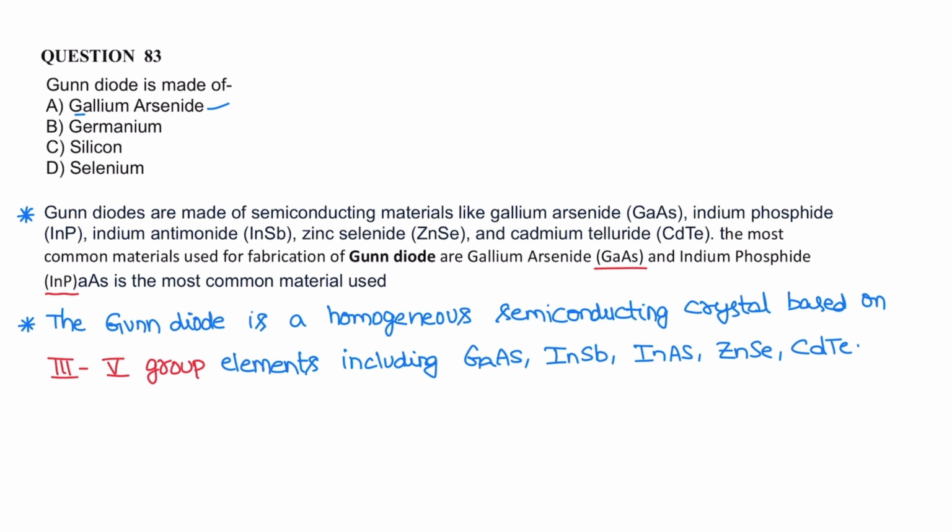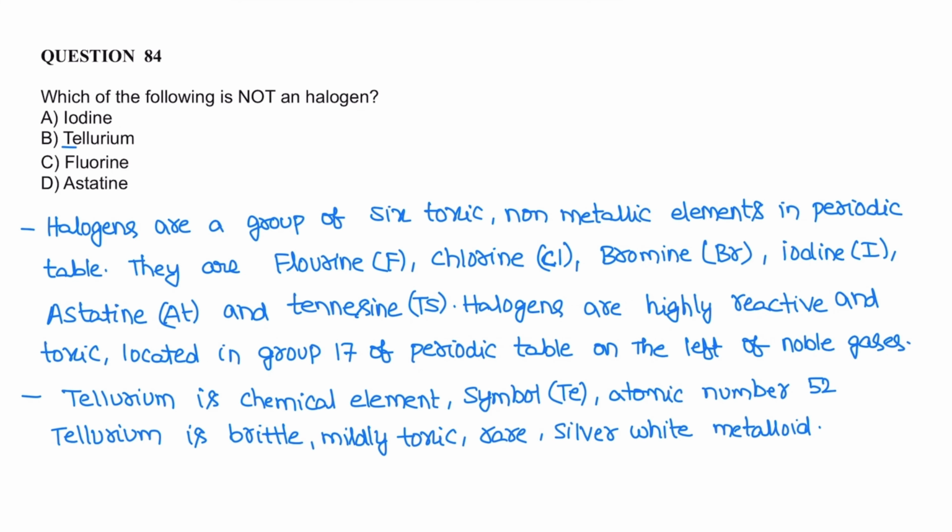Next question. Which of the following is not a halogen? Halogens are a group of 6 toxic non-metallic elements in the periodic table. They are fluorine, chlorine, bromine, iodine, astatine and Ts, tennessine. Halogens are highly reactive and toxic, located in group 17 of periodic table on the left of the noble gases, whereas tellurium is not a halogen. Rest iodine, fluorine, astatine are halogens.